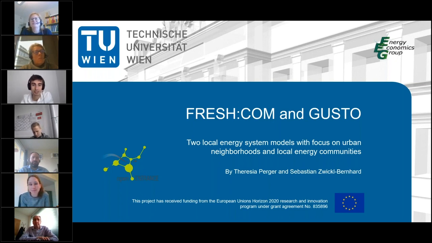Thank you, Ingeborg, for the introduction. I will present the two open source models, FreshCom and Gusto. Both models focus on local energy systems, for example, urban neighborhoods or local energy communities, and we see an important role for urban neighborhoods to map or even break down national energy plans on neighborhood level.